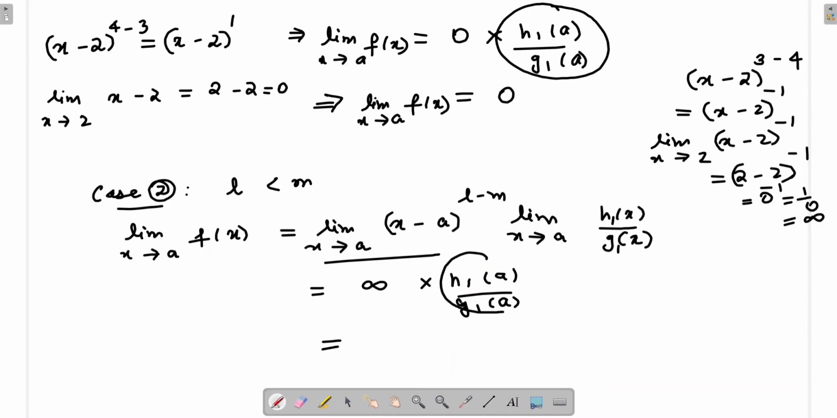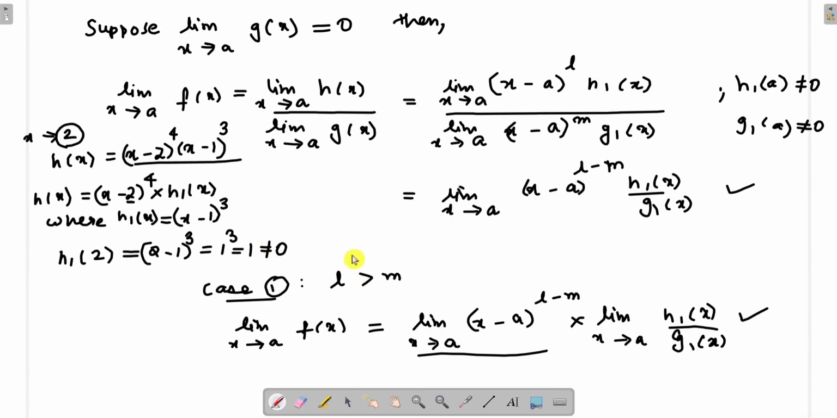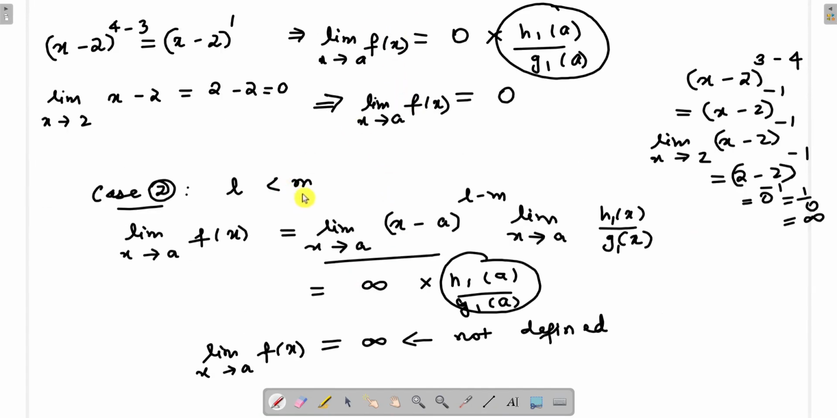Now this is a well-defined quantity. Why? Because g1(a) is not equal to 0. Okay, so this becomes a well-defined quantity. Now infinity multiplied by a well-defined quantity is infinity, or not defined. So limit x tends to a of f(x) in case 2 is not defined. So if l is greater than m, we have the limit as 0. If l is less than m, we have the limit as infinity. Okay.